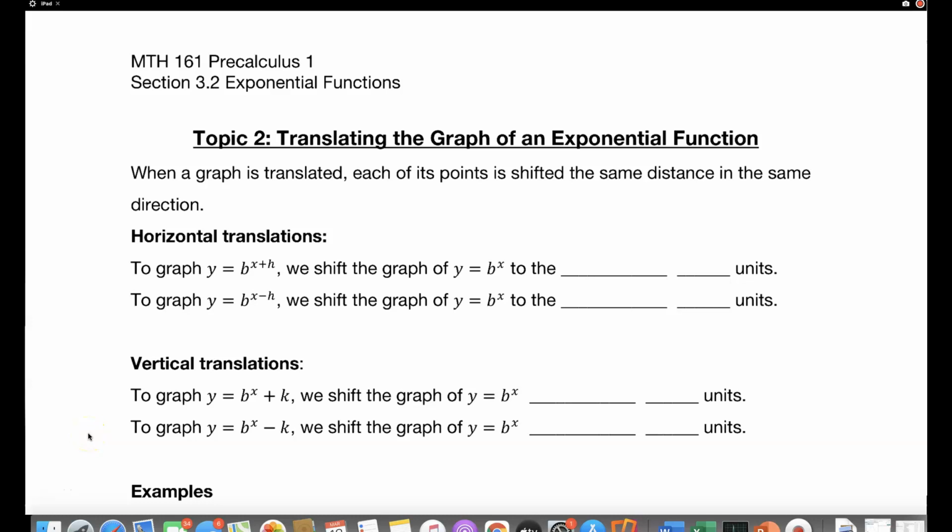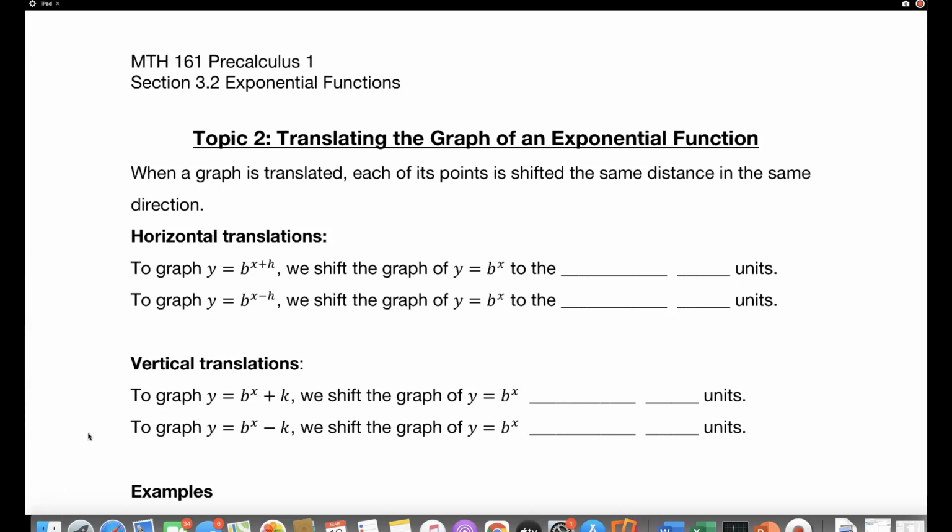In this video, we will talk about translating the graph of an exponential function to the right, to the left, up and down. When a graph is translated, each of its points is shifted the same distance in the same direction. On your homework, you'll have a graph and you'll be able to click and drag it in whichever direction. That's easy for you, but if I have to do it by hand, I will have to move all the points the same distance in the same direction.